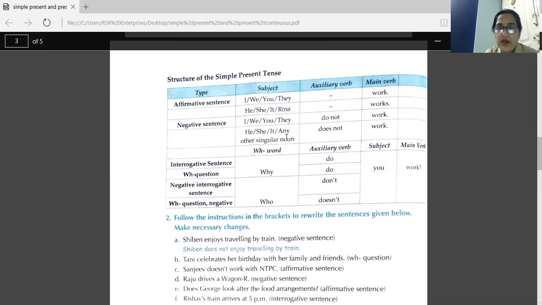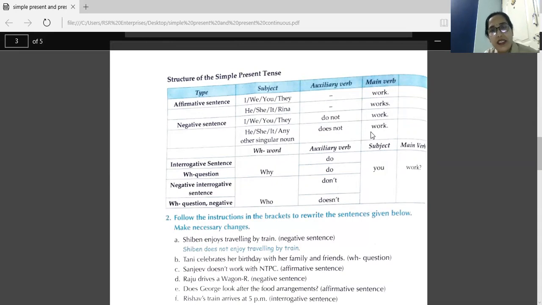He, she, it, or any name given there. Now with a singular subject, you have to use does not. And whenever you are using do or does, you don't have to write s or es with the main verb. So we have does not work, he does not work, she does not work. You will not say he does not works. That is wrong. Correct is he does not work. I do not work. Okay.